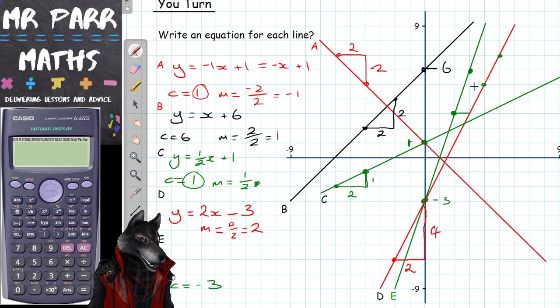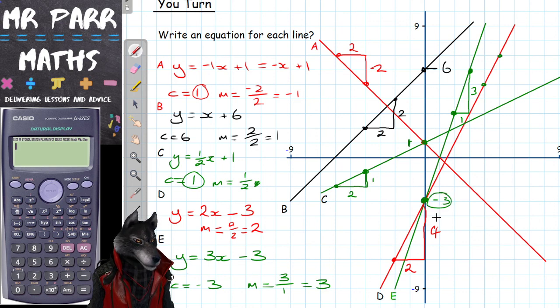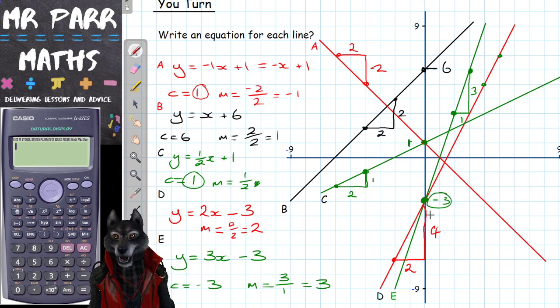Draw my triangle. Green line we're after now. That's got a run of 1, a rise of 3. So as we know, gradient is rise over run, which gives us a gradient of 3. So this is y equals 3x minus 3, because it went through at minus 3. Done. And there's your answers. I hope this helps.